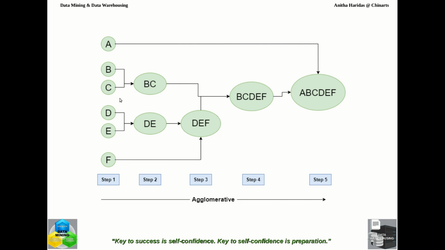So this just shows you how agglomerative clustering is happening, but where to stop the clustering, whether you want to stop the clustering here, or here, or here, depends completely on how you define the terminating condition.